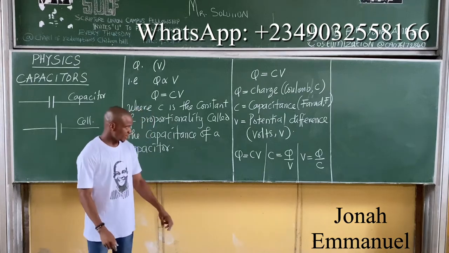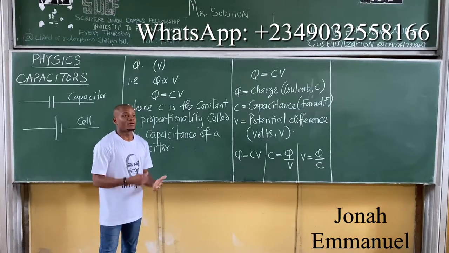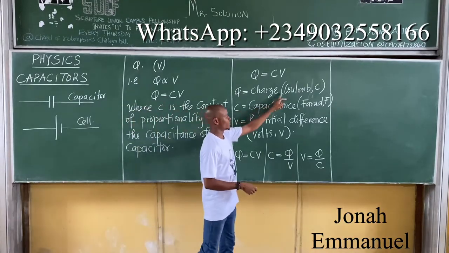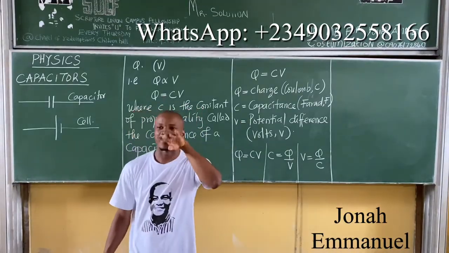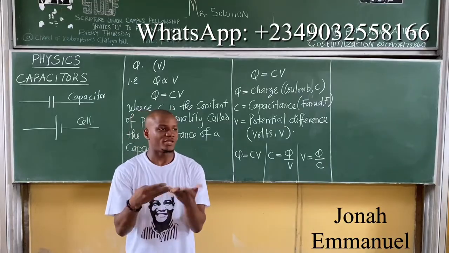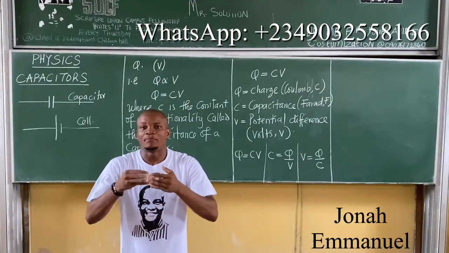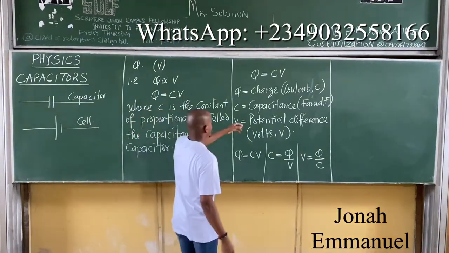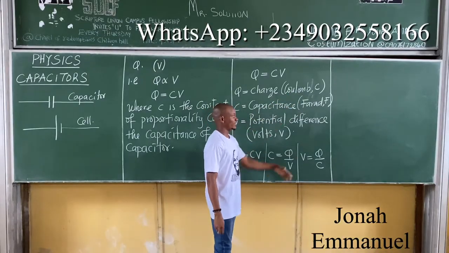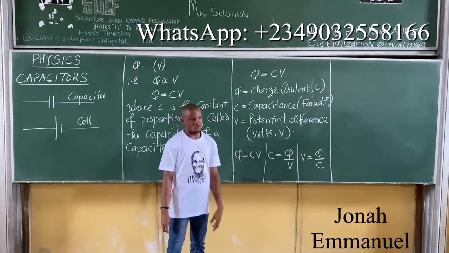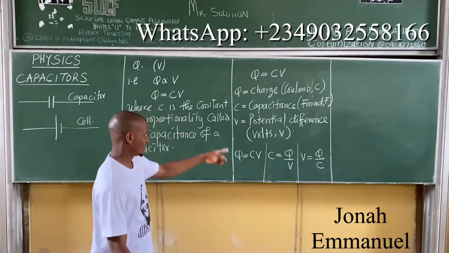Alright, so please also note their units. The term capacitance was coined by a man called something Farad. The units of parameters are often named after the person that discovered them. The man that discovered charge is called something Coulomb. The person that discovered capacitance is called Farad. The person that discovered potential difference is something Volt. So when you say Volt, Volt is the name of a dead man. Same thing with Farad. Same thing with Coulomb.